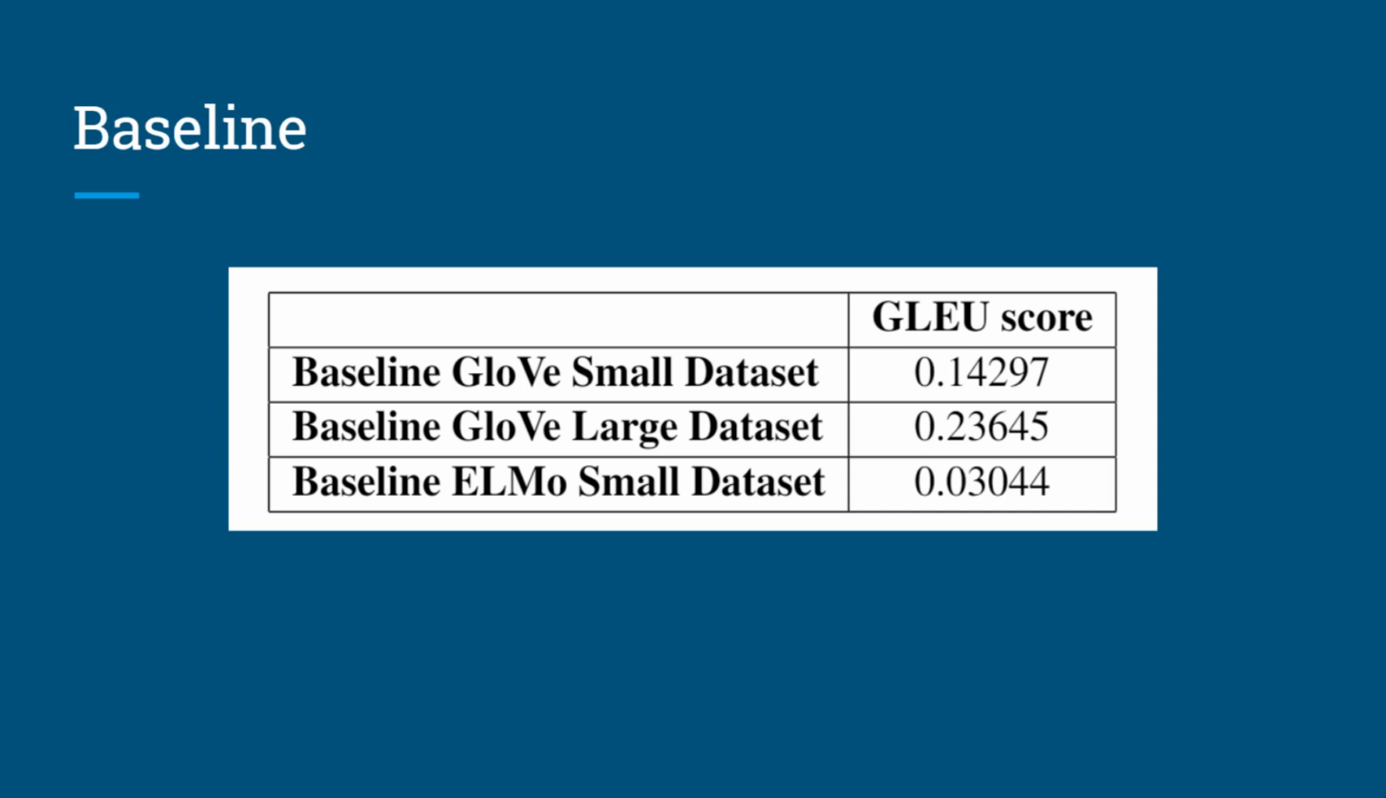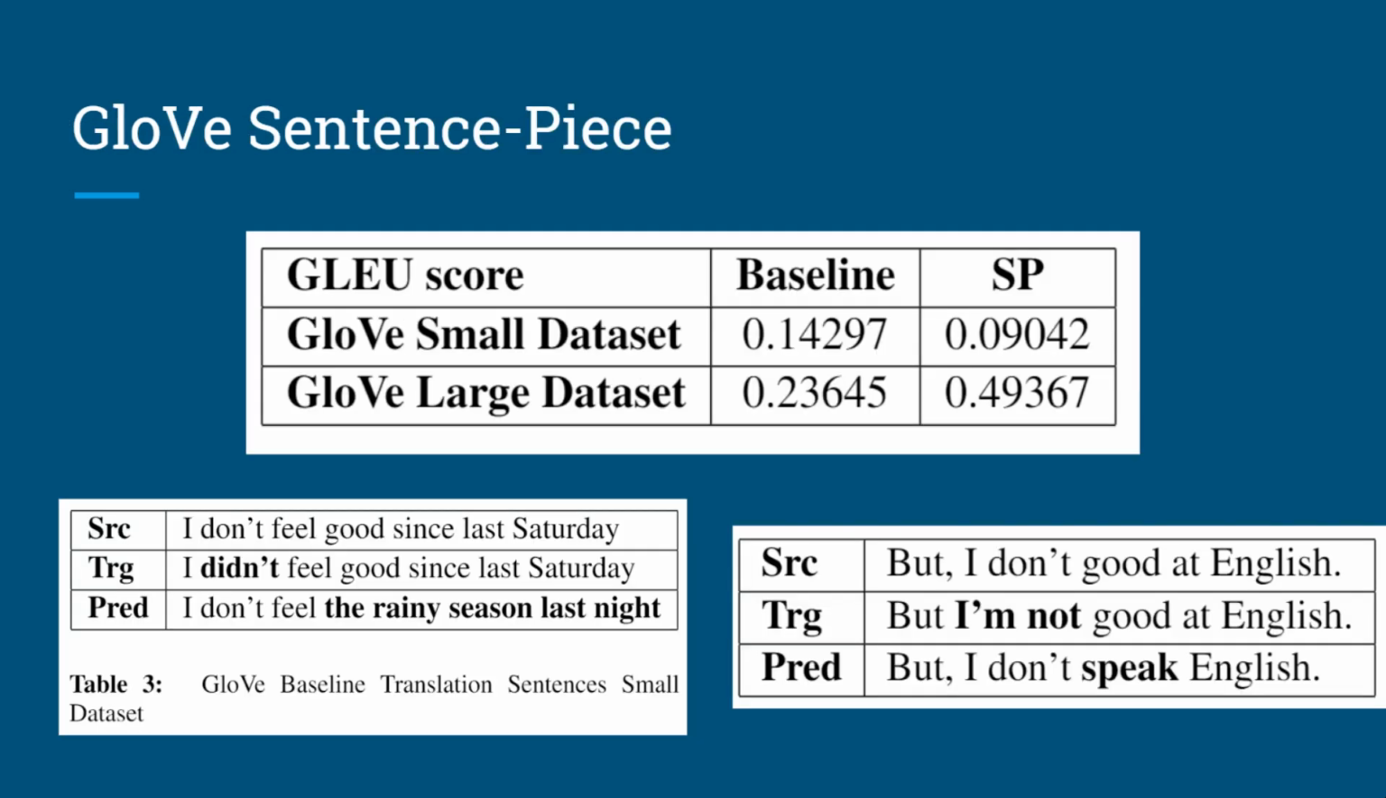For the baseline, the GLEU score is between 0 and 1. So this is like 14% or whatever. GloVe did better with a larger data set, and the baseline was just words instead of sentence pieces. And then ELMo just did really badly, and I'll explain why. Here with the small data set, we can see sentence piece really didn't learn much, but with the large data set, it did twice as good as baseline. So I thought that was really good to know.